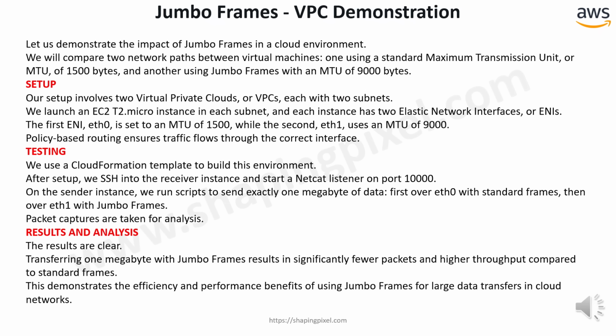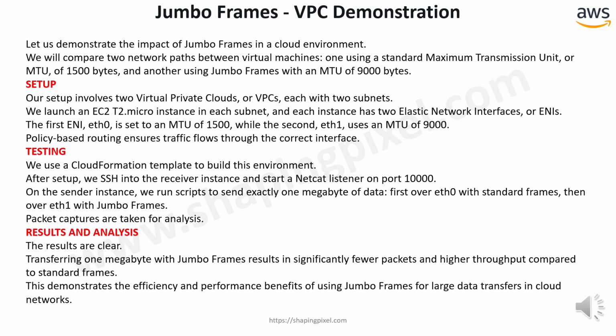After setup, we SSH into the receiver instance and start a netcat listener on port 10000. On the sender instance, we run scripts to send exactly 1 megabyte of data, first over ETH0 with standard frames, then over ETH1 with jumbo frames. Packet captures are taken for analysis.